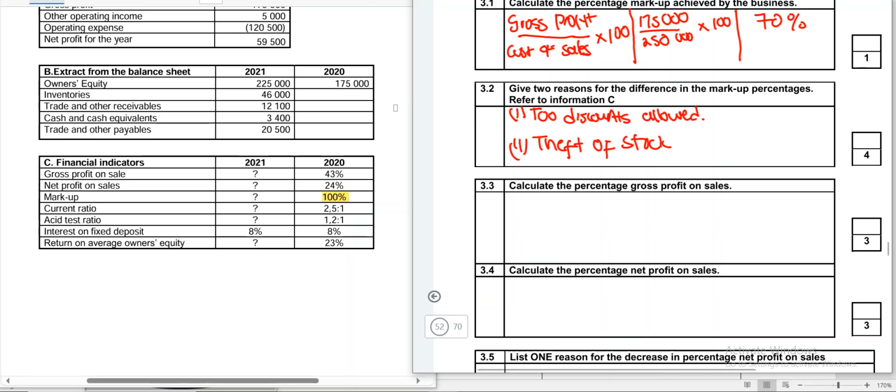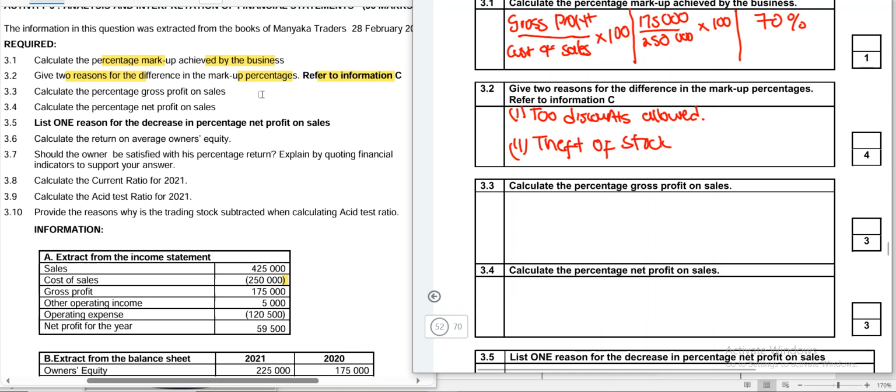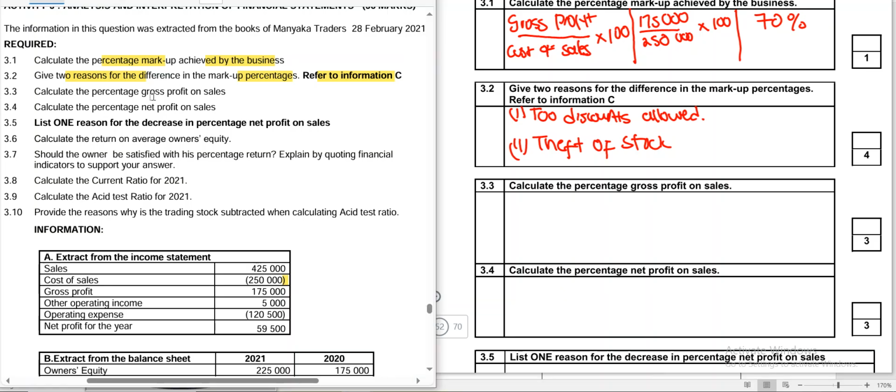So this is one of the reasons that you guys can think about. And then 3.3, they are saying that we need to calculate percentage gross profit on sales. Now remember guys, when it comes to this, there are keywords. Ignore the word percentage, think about gross profit, and then they're saying it should be on, meaning that gross profit has got to be on top of your sales. Gross profit on top, your sales at the bottom.